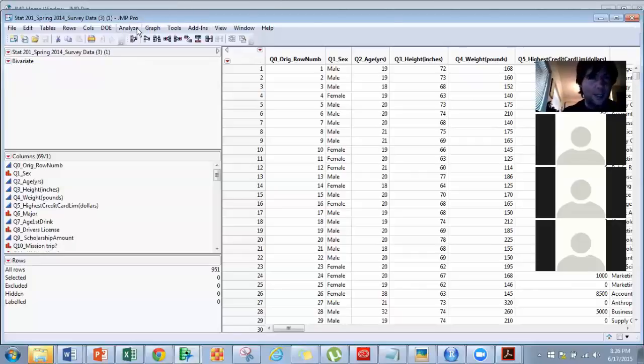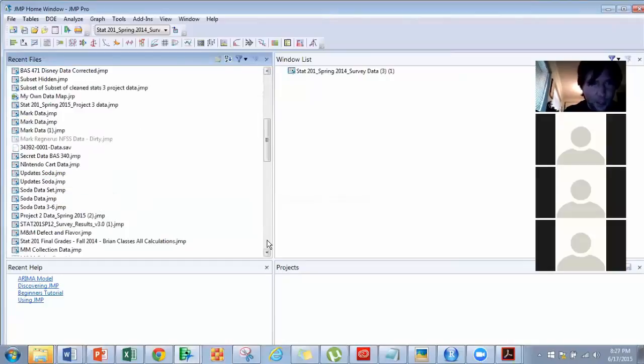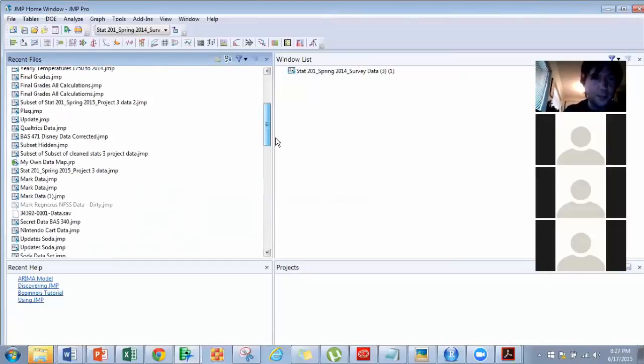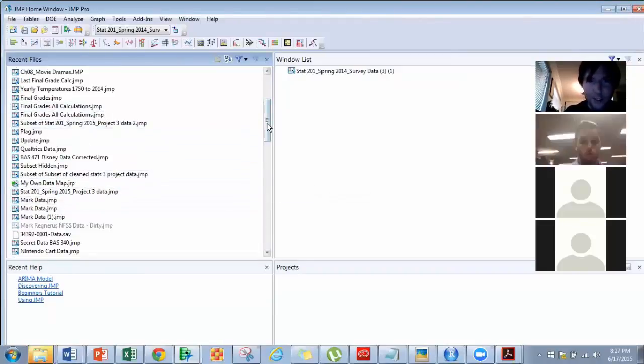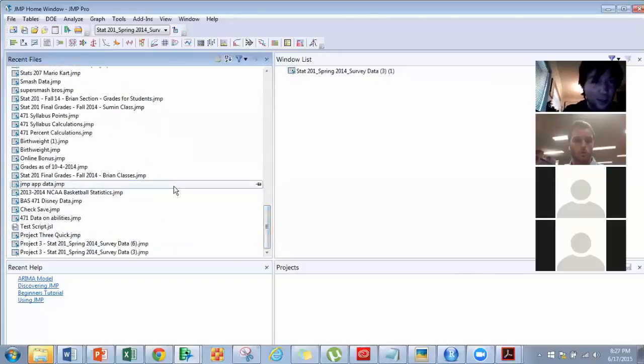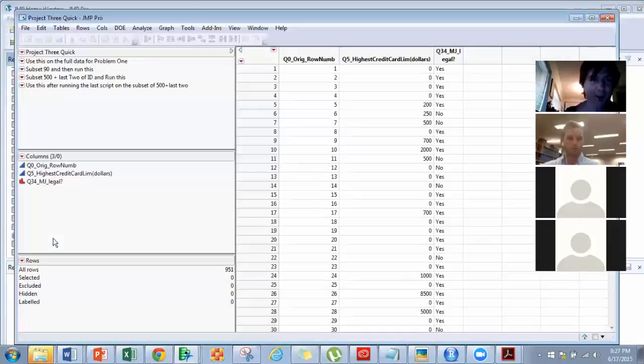So I love these little data sets here. I've got tons of different data sets. I even do my grades in JMP. Like I love JMP so much that you can see here grades on project 3 data, final grades. I do my students' grades in JMP. I got something more interesting. Mario Kart data, project quick. Oh, this was fun. So you guys took Stat 201, right?